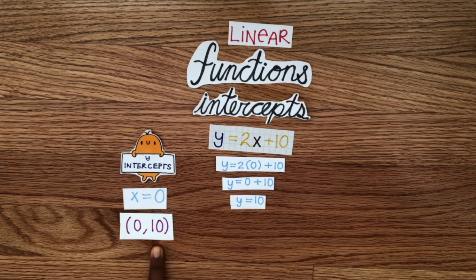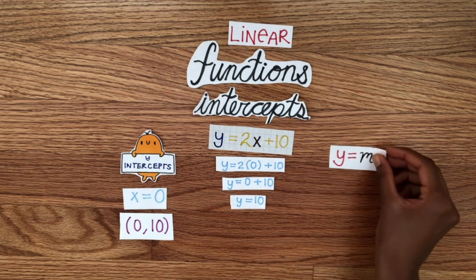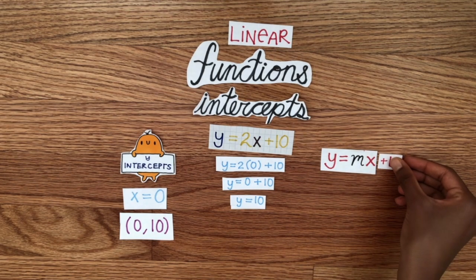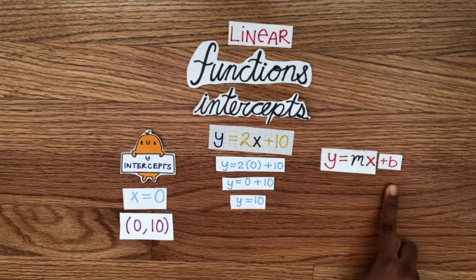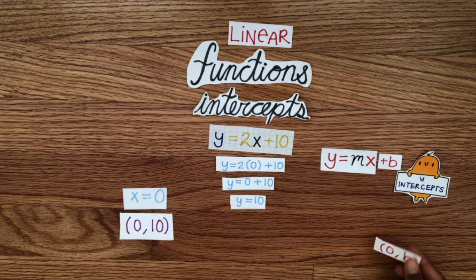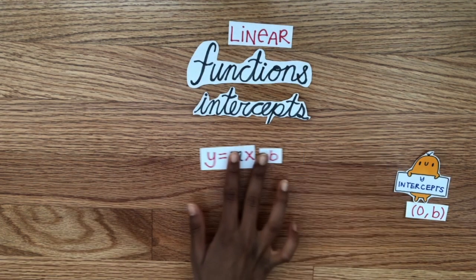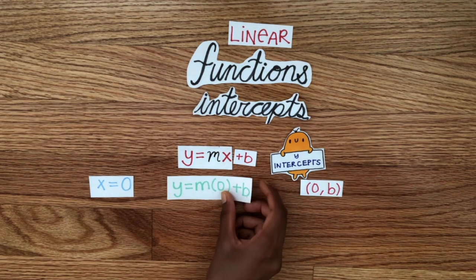We see that the y-intercept is the number that's added to 2x, also known as b. This is an important concept to understand. When given a linear function, y equals mx plus b, we can easily figure out that the y-intercept is (0, b). When we plug in 0 for x, we will always get y equals b.